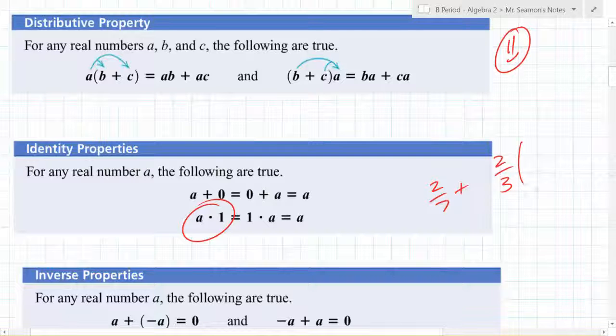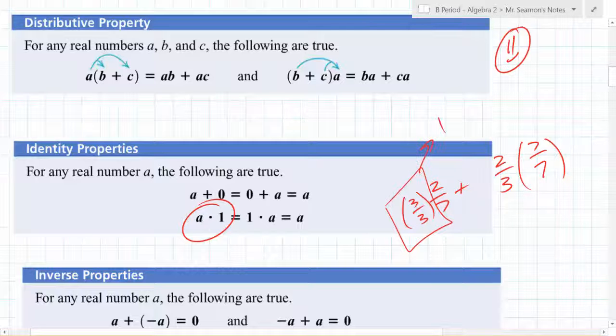So what would you multiply 2/3 by? No. 7/7. And what would you multiply 2/7 by? 3/3. Sorry, I did that in reverse. The point is you are allowed to do that because what is 3/3? That's 1. And what is 7/7? 1. You're allowed to do that because it is the multiplicative identity. It does not change the value of something.